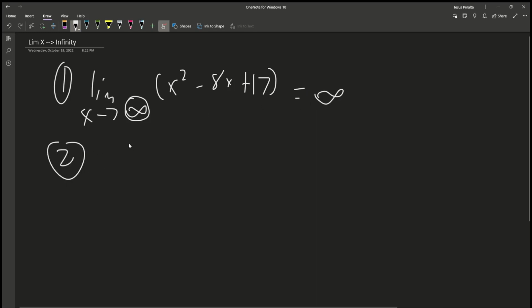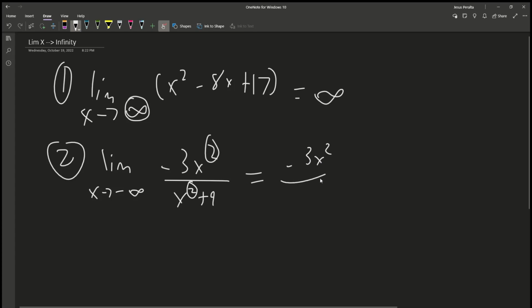Number 2, today might be easy, hopefully. Limit as x approaches negative infinity. Be mindful if it's infinity or negative infinity. 3x squared over x squared plus 9. So, right here we have a rational equation, which means we have a fraction, but we just want to look at the highest exponents. So, realistically, we are just going to write negative 3x squared over x squared, which is going to give us negative 3. That is it.